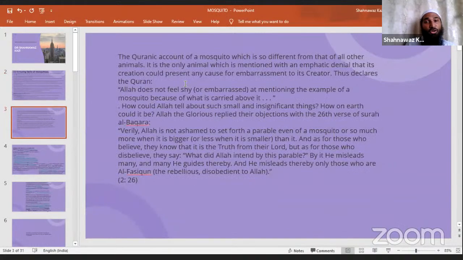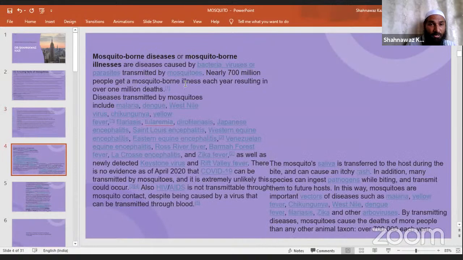Okay, so the Quranic account of the mosquito, which is also different from that of all other animals, is the only animal which is mentioned with an emphatic denial, that Allah Ta'ala is not ashamed to give the example even of a mosquito. We just saw this ayah. So how could Allah tell about such an insignificant thing? So what it means is it is not insignificant, and the creation of Allah and the omnipotence of Allah Subhanahu wa Ta'ala is exemplified in this particular ayah. Right? So we have seen this ayah, so I'll not go through it again.